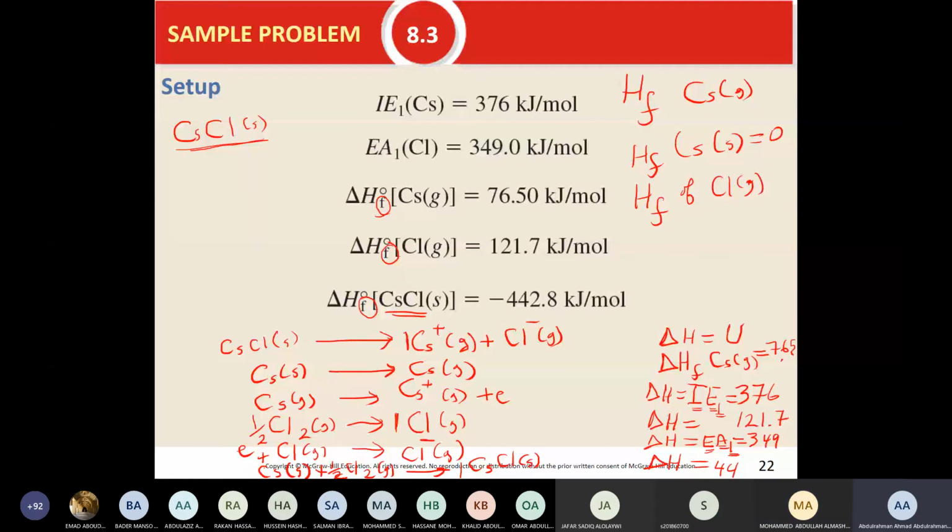Minus, listen here, oh, I made a mistake. I will come back to this one. This is minus 442.8. Don't forget this. There is a mistake I made and nobody noticed. What's this? Electron affinity, right? Yes, first electron affinity. And what's the value?